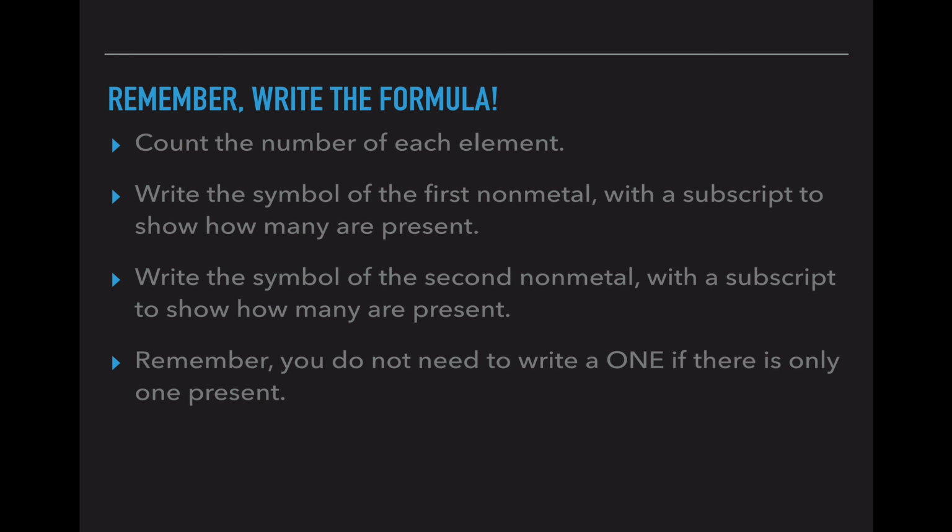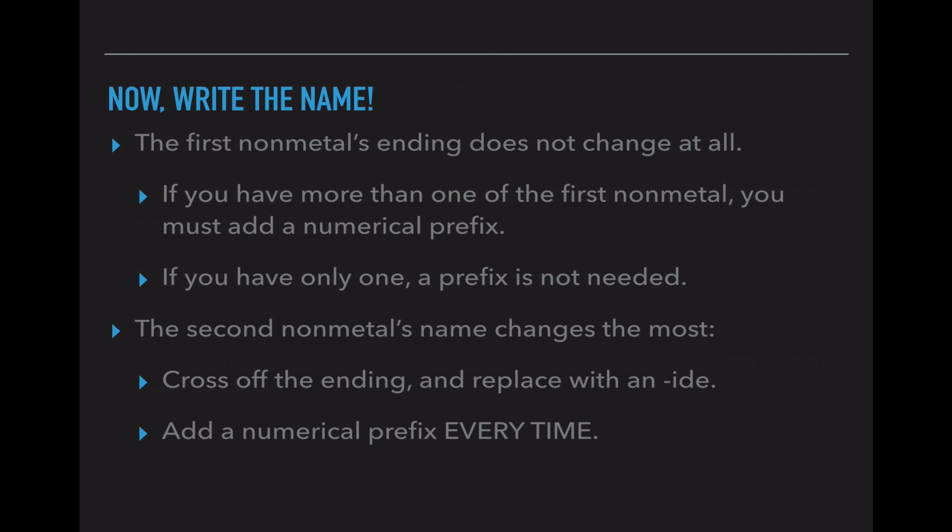So writing the formula, remember it's super easy. Count the number of each element, write the symbol of the first nonmetal with a subscript to show how many are present. Write the symbol of the second nonmetal with a subscript to show how many are present. And remember, you do not need to place a 1 if there is only 1. Having it listed already does that for you. Now, writing the name gets a little bit interesting.